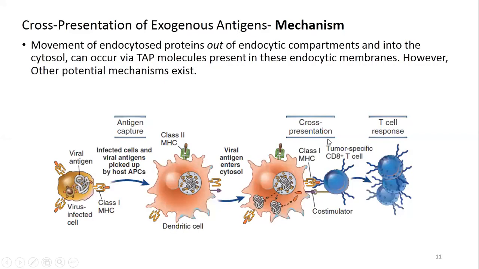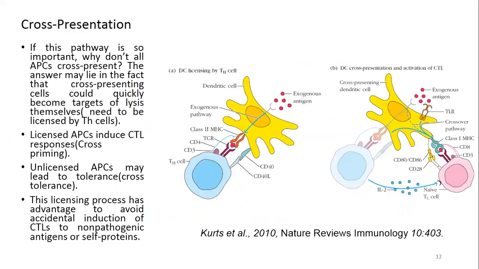And what is the advantage of this process actually? When an antigen-presenting cell captures virus from the extracellular environment or from, for example, a dying or infected cell, it activates specific CD8 T cells so as to limit or inhibit further spread of the infection. So actually, there is a question. If the pathway is so important, why don't all antigen presenting cells cross present? Because if all of them did that, they could quickly become targets of lysis themselves, because the T cells would suppose that these cells are infected.